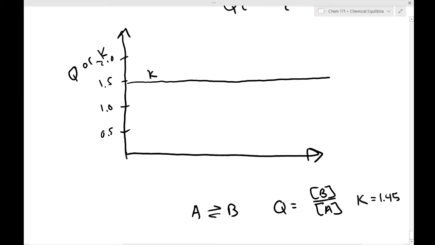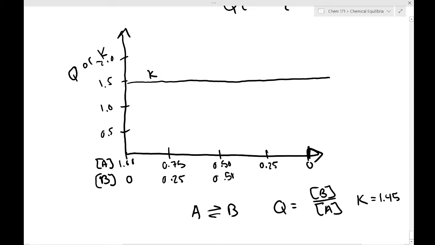And then let's write out some concentrations here. I'll do the concentration of A, and underneath it, the concentration of B. So if we start out with 1.00 moles of A, we have 0 moles of B, and we'll go to 0.75, 0.50, 0.25, and 0 for A. And for B, this would be 0.25, this would be 0.50, this would be 0.75, and this would be 1.00. Okay, so those are the different concentrations.